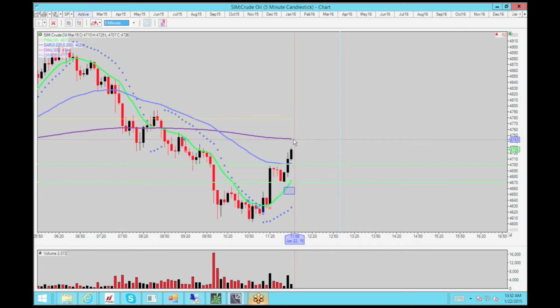That's where trading gets frustrated, when you know what the market's going to do and you're just not able to capitalize on it. Just risk management, capital preservation.